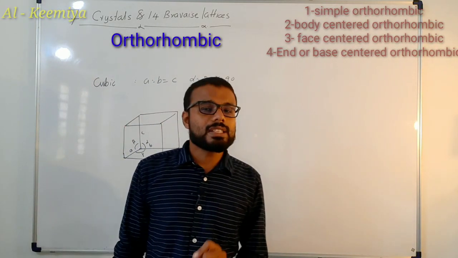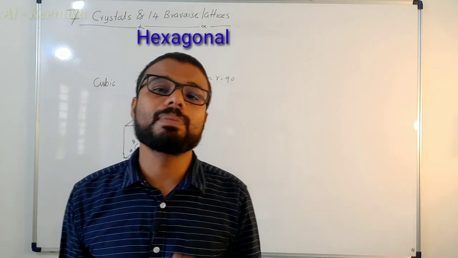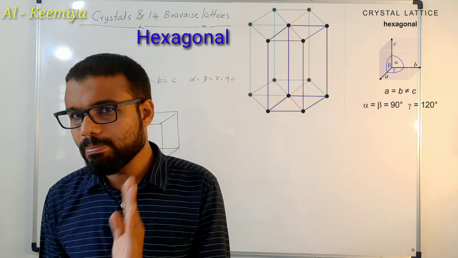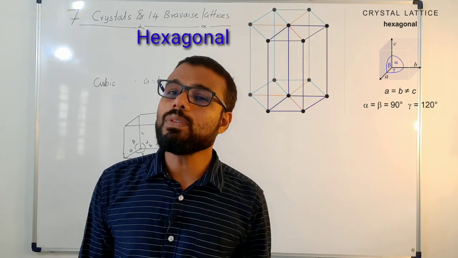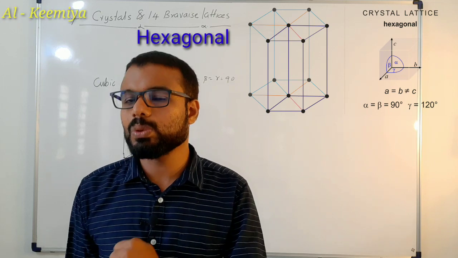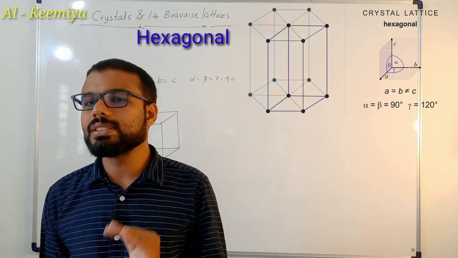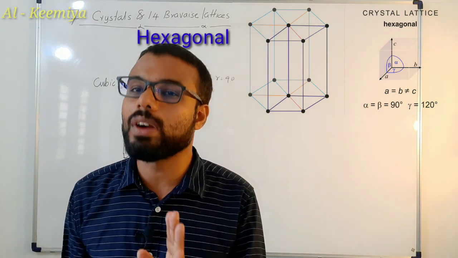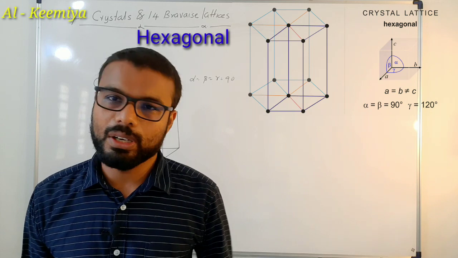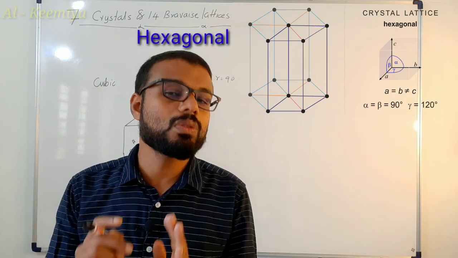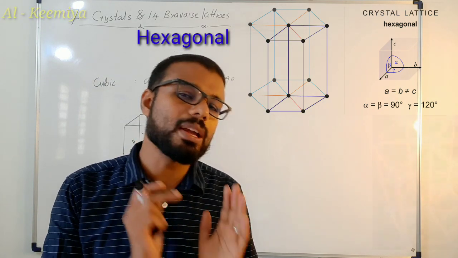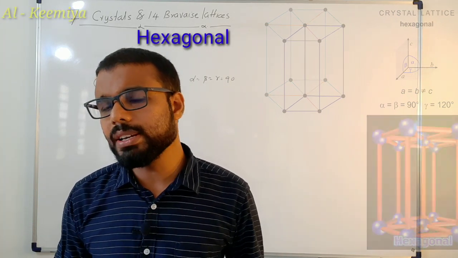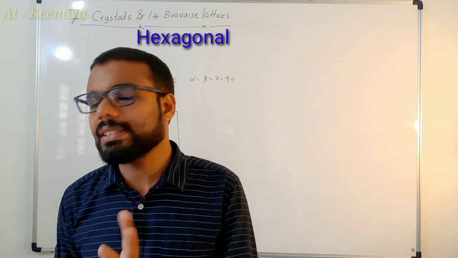Okay, next one is what? Hexagonal. In hexagonal, A is equal to B but not equal to C. Alpha is equal to beta is equal to 90, but gamma is not equal to 90. Gamma is equal to 120. In this type of crystal, only one type of unit cell is possible, that is only primitive or simple. Okay, so that is the next crystal system.